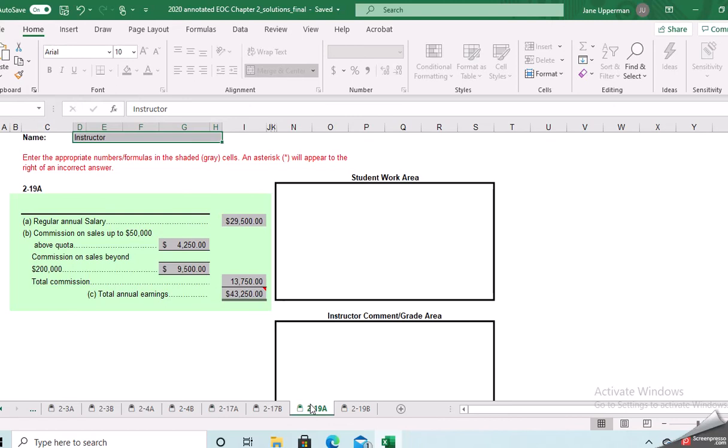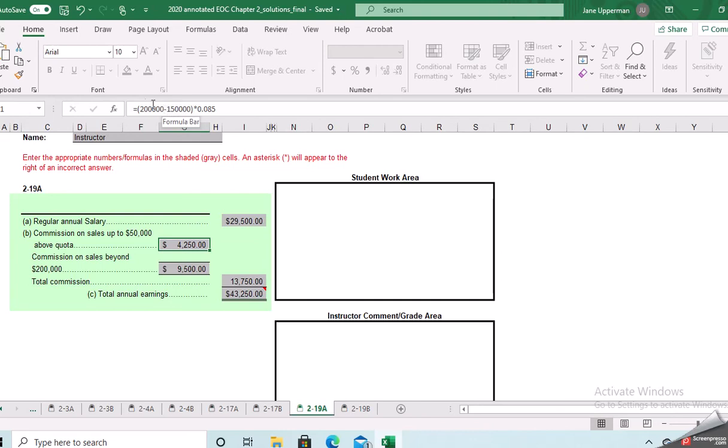Her total sales were $295,000. So then as we look at what's mapped out here, her regular salary is given to us. That's the $29,500. If you look up in that cell, there are no computations. It's simply a given number. But then this calculates her commission. It says the commission on sales up to $50,000 above the quota. So that would be from the $150,000 quota up to $200,000. So she is over the $200,000.